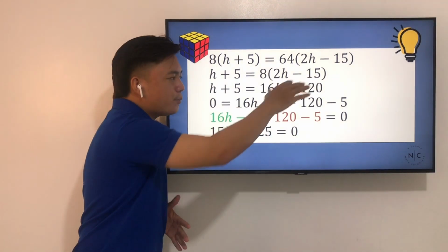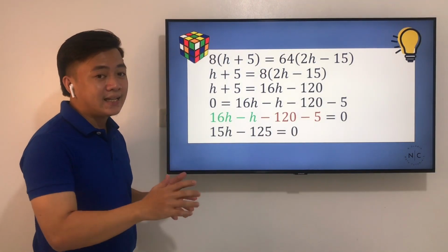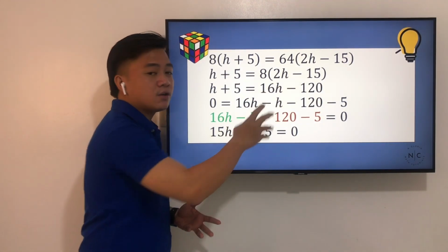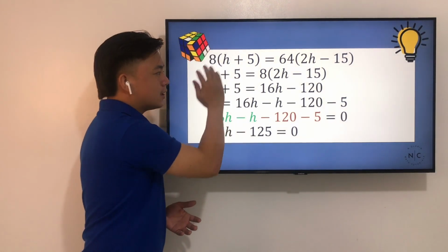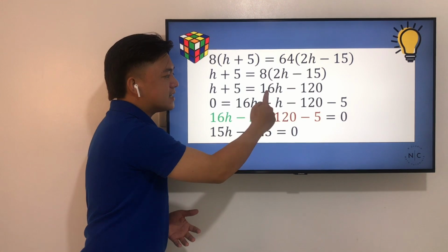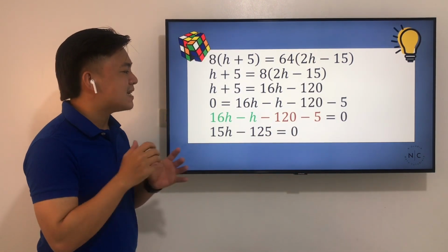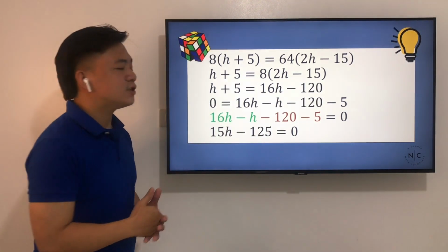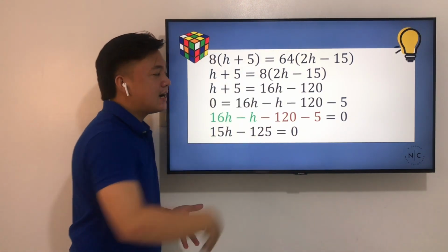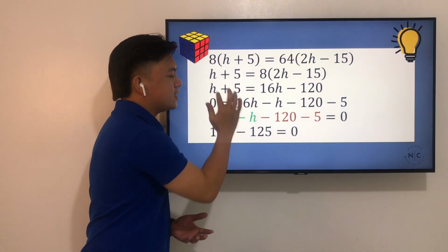So, kung titignan mo, pwede naman tayo mag-simplify. So, dinivide ko yung ating equation sa 8 para maging h plus 5 is equal to 8 times 2h minus 15. Next is, ito okay na to, si 8 is distribute natin dun sa ating 2h minus 15. Ang mangyayari dyan is 16h minus 120. Next is, pagsasama-samahin natin yung buong equation sa isang side. So, si h plus 5 is ilalagay natin sa kabilang side. Next, magiging 16 minus h. Ito yan, si h naging negative.